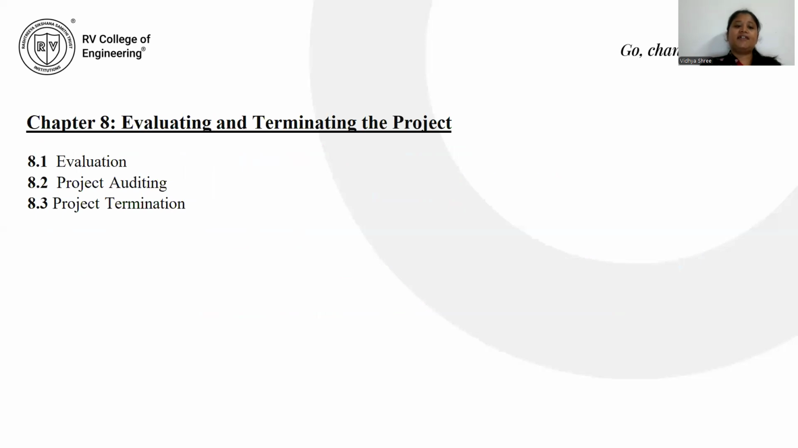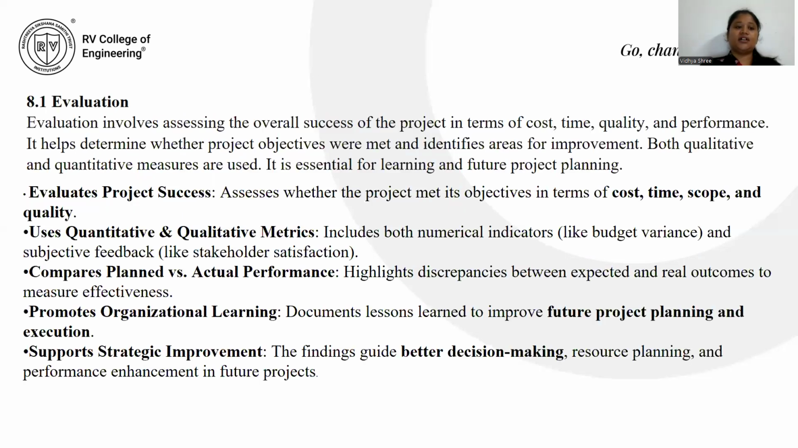In chapter 8, evaluating and terminating the project, it includes evaluation, project auditing, and project termination. Evaluation involves assessing the overall success of the project in terms of cost, time, quality, and performance. It helps to determine whether the project objectives were met and identifies areas for improvement. Both qualitative and quantitative measures are used. It is essential for learning and future project planning.